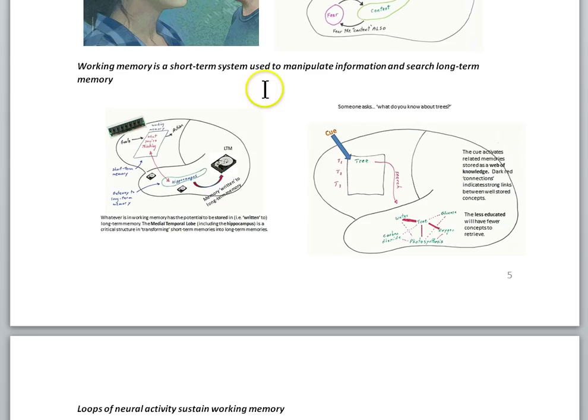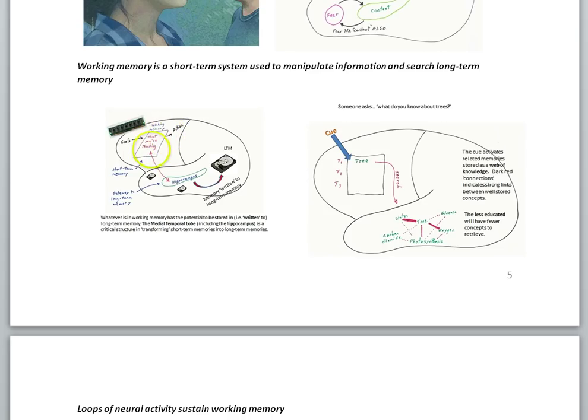Working memory is a short-term system used to manipulate information and search long-term memory. And we're going to put this box in the frontal cortex, or whatever we're sort of thinking about right now. That information, we can hold it in our working memory. We can manipulate that information if we're doing mental math, or we can just keep thinking about something for a long period of time. We are sustaining it in working memory.